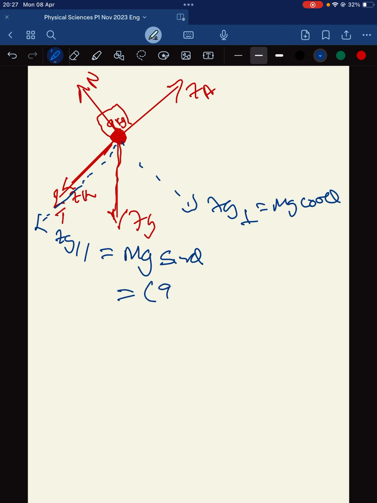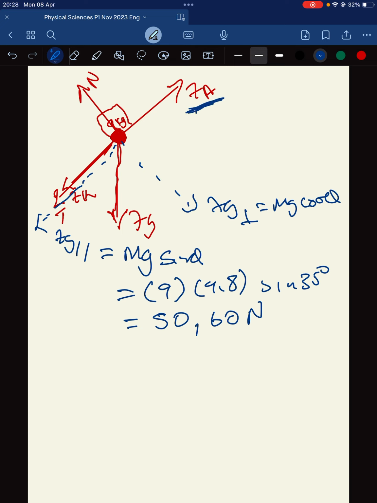The mass of this object is 9. G is always 9,8. And this is the sine of 35 degrees. Let's see what is the FG parallel here: 9 times 9,8 times the sine of 35. This is equal to 50,60 Newton. Okay, now that I'm here, I'm supposed to calculate the force applied, which is force F.